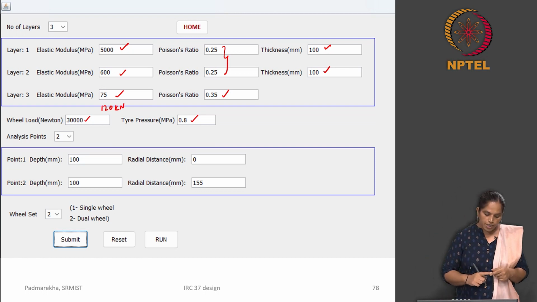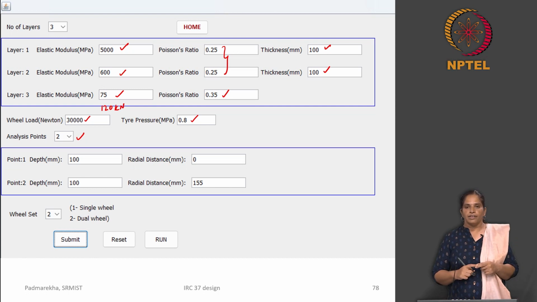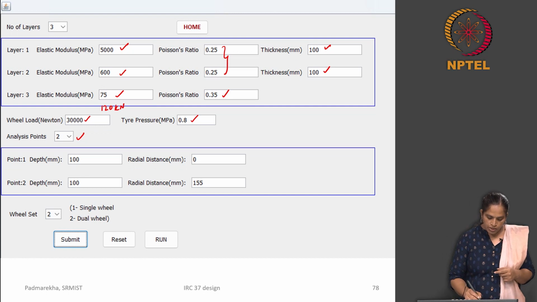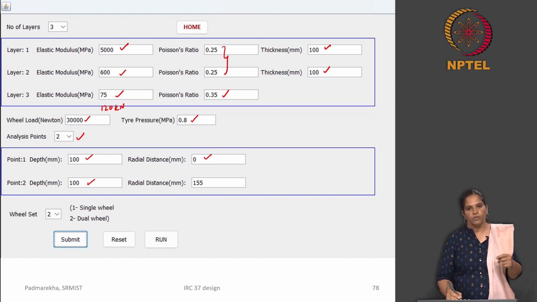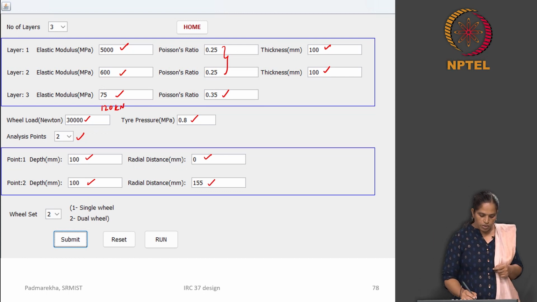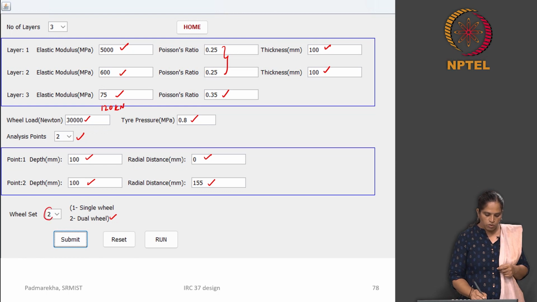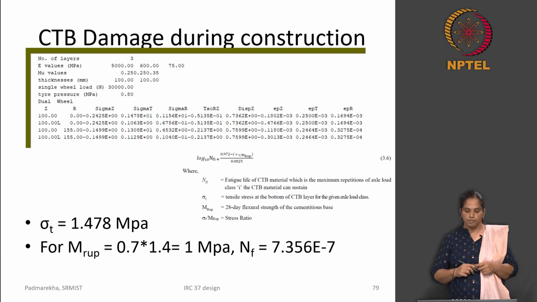Now we will consider 2 analysis points, exactly at the interface of the base and the subbase layer. So the depth is 100 millimeter, and we will consider radial distances of 0, and the other at 155 millimeter. We are going to use a dual wheel here, so use the number 2 here, and once you give all this input, submit and run it, this is the result you will get.